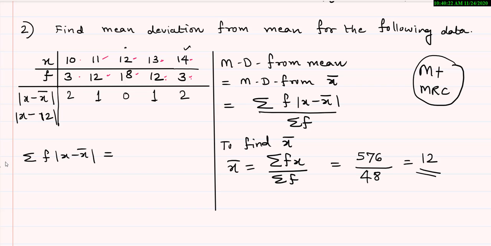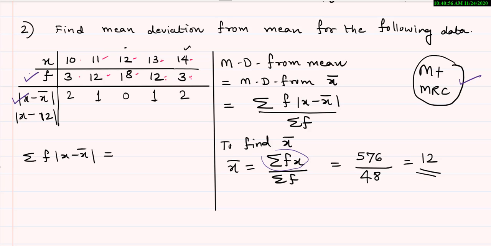So just look at the column of f, that is this, and the column of mod of x minus x bar. And the way we calculated this summation fx using the M plus and MRC keys, in the same manner now you are doing the pairing of f with mod of x minus x bar. So my calculation goes like this on the calculator.